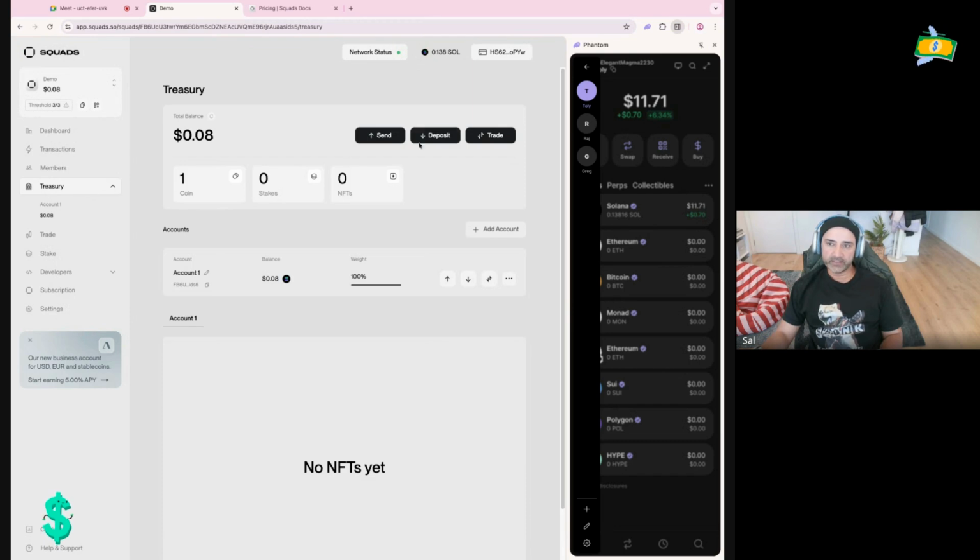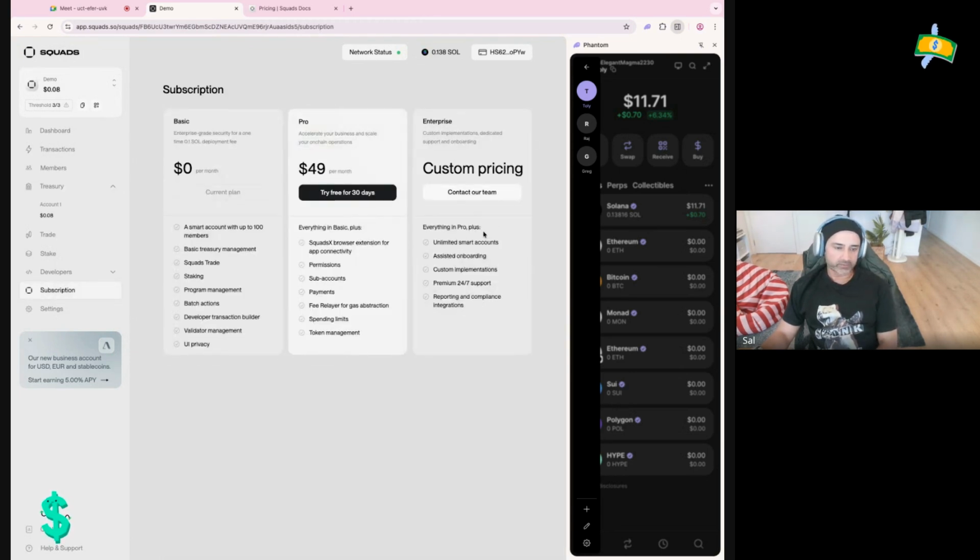Under Treasury, again, similar buttons: send, deposit, and trade. You can look at what your stakes are, what your NFTs are. And you can also create extra bank accounts. So just like a normal bank, you would have a marketing bank account, a business bank account, a payroll bank account. Squads gives you the first bank account for free, or for the first deployment fee. But after that, you can also get extra accounts known as sub accounts. For that, you need to spend $49 a month, right? And that gives you some extra features as well.